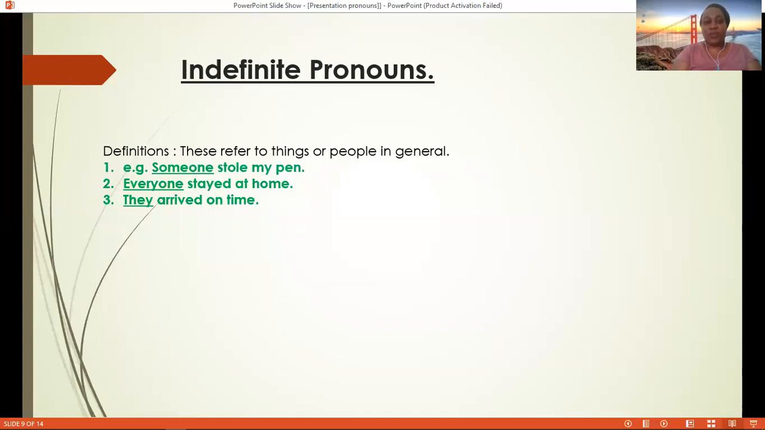Number 2, everyone stayed at home. All the people stayed at home. We cannot specify, but it's so indefinite. Everyone did stay at home. Number 3, they arrived on time. They being our pronoun there. So indefinite pronouns refer to things or people in general. They generalize the indefinite pronouns.